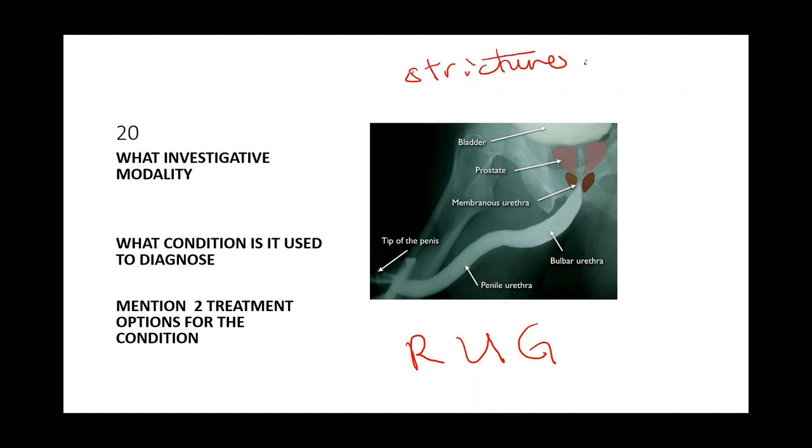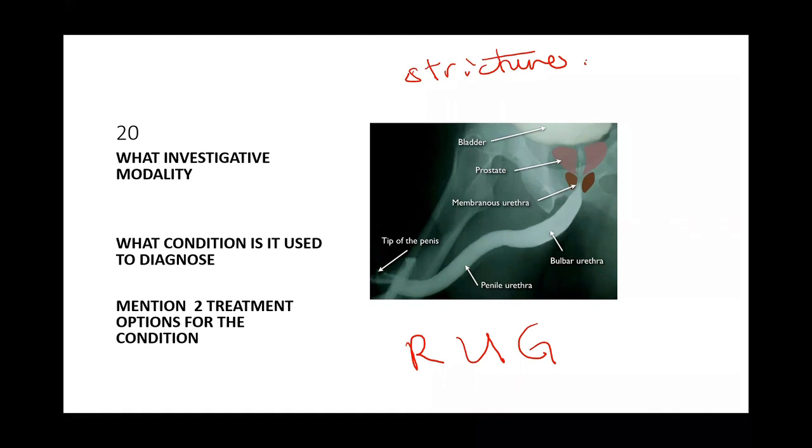What is urethral stricture? Who can define urethral stricture? Urethral stricture is defined as narrowing and loss of distensibility of the urethra. It's not only narrowing, there is loss of distensibility.